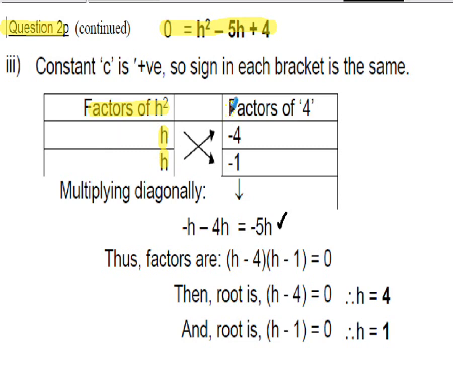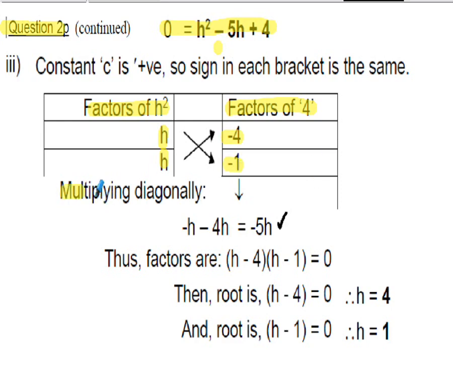And then I find factors of the constant term, so factors of the 4 in this case, and that could be 4 multiplied by 1, because 4 and 1 are factors, and that would give positive 4, but it could also be negative 4 multiplied by negative 1, because that also gives positive 4. Now because the middle term is negative in this case, negative 5h, I'm actually going to use factors of the 4 being negative 4 and negative 1.